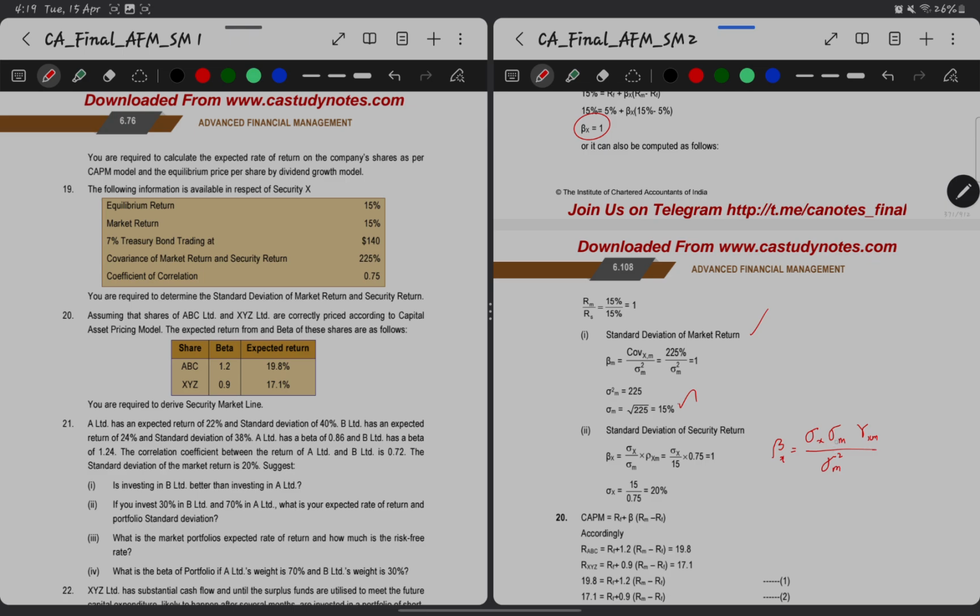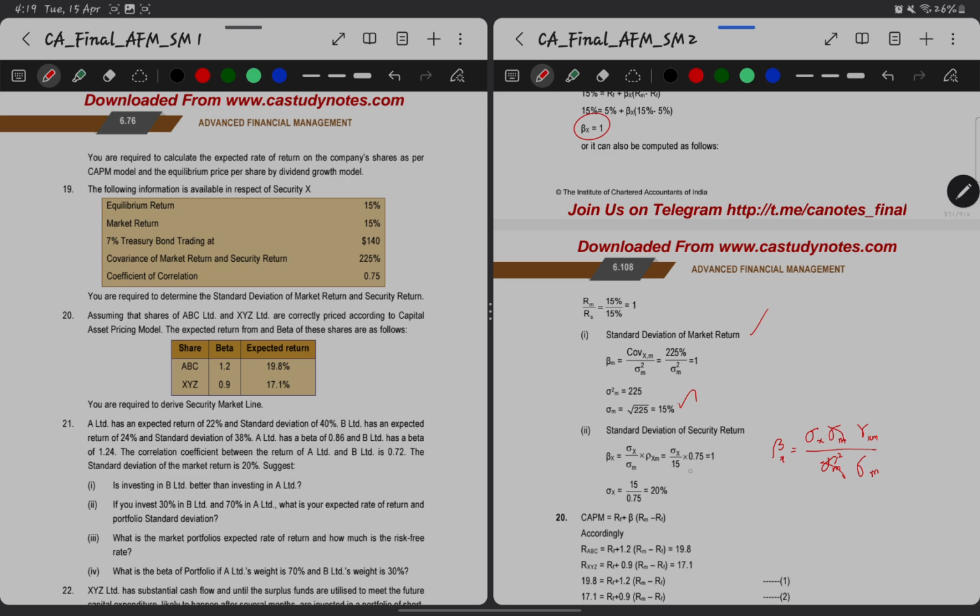Now we have in the denominator and numerator this standard deviation of market return as common. So if we eliminate this, then we'll get the revised formula as standard deviation of x multiplied by correlation of x with m divided by standard deviation of m. And we have all the information here.